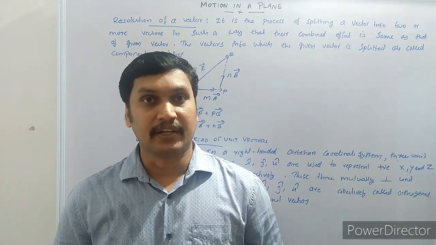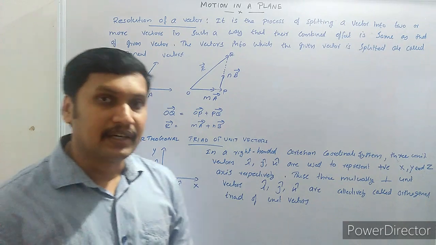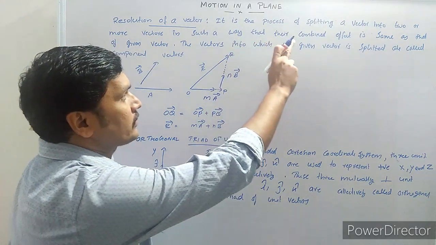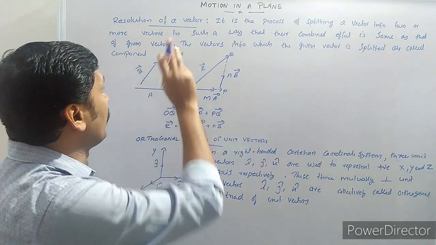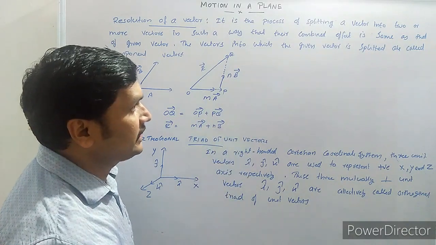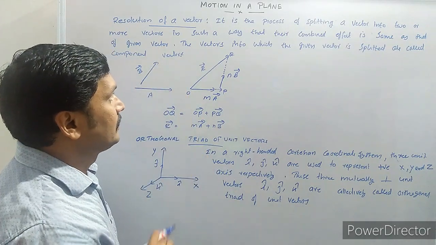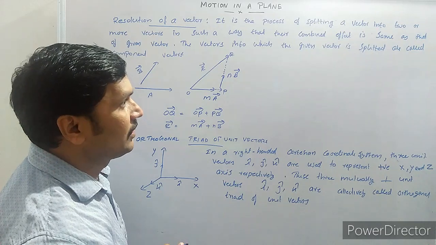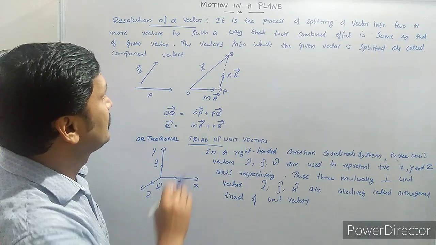Today we discuss resolution of a vector. Let us see what we mean by resolution of a vector. It's a process of splitting a vector into two or more vectors in such a way that their combined effect is same as that of the given vector. The vectors into which the given vector is resolved are called the component vectors.